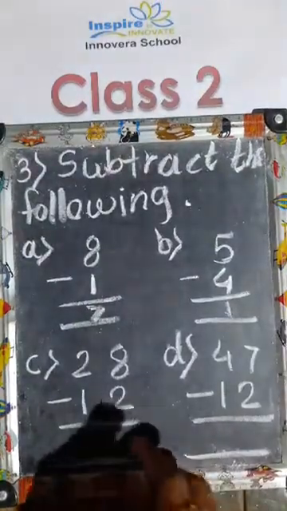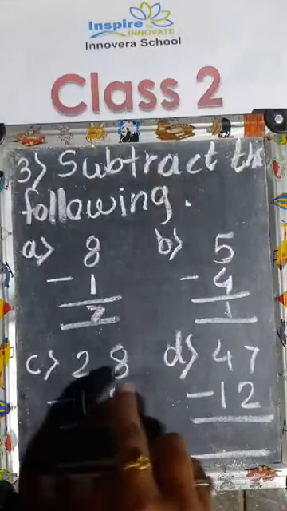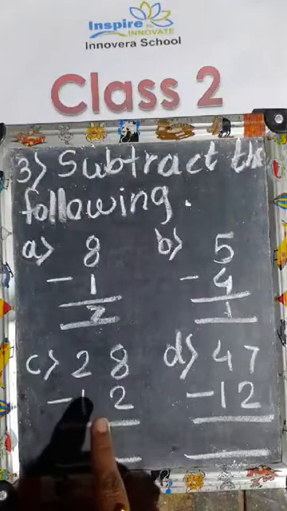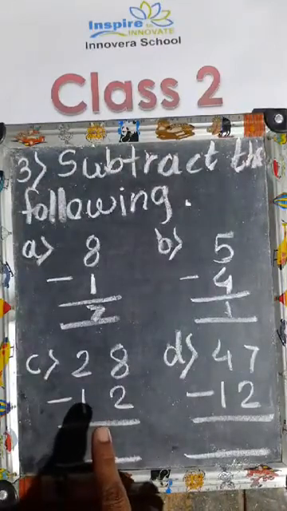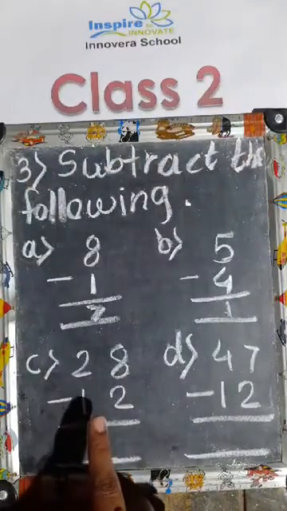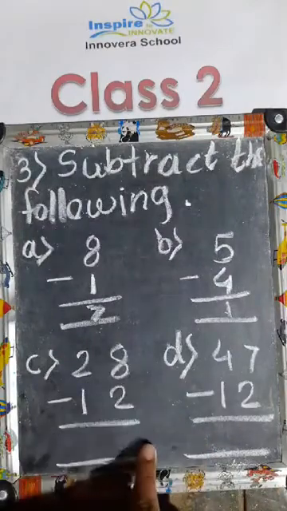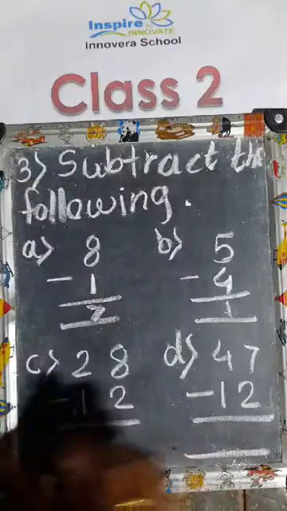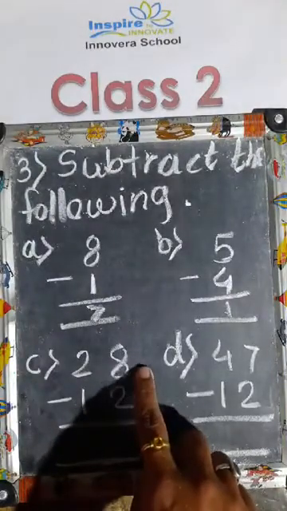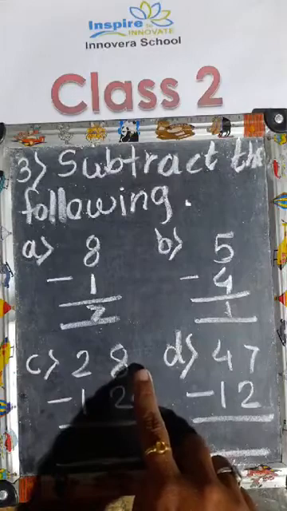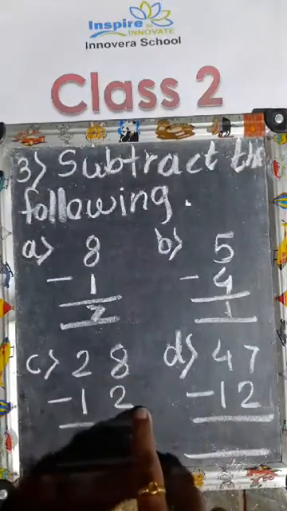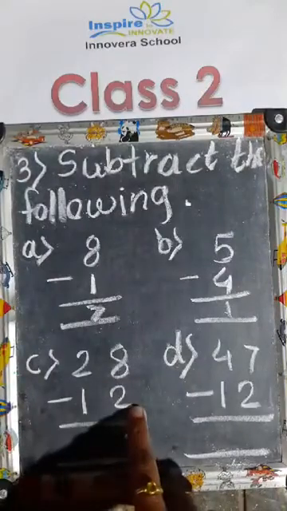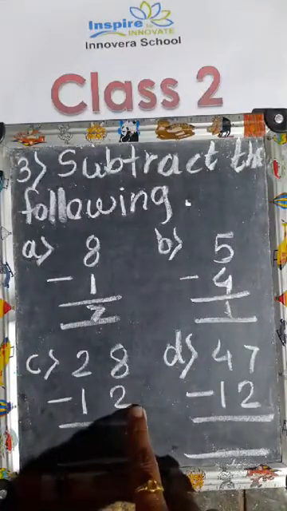Okay, we'll go to the next, C. Now, these are 2-digit numbers. Already I have told you that you always have to start from the ones column, from right to left. So now here we will go to the ones column first. What is the number over here? 8 minus 2. Start counting.